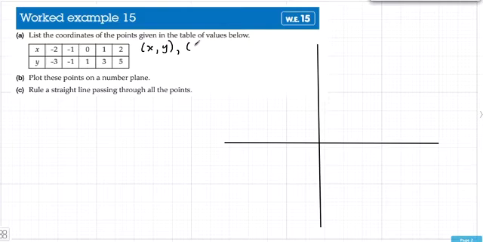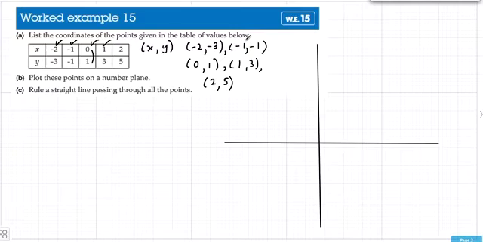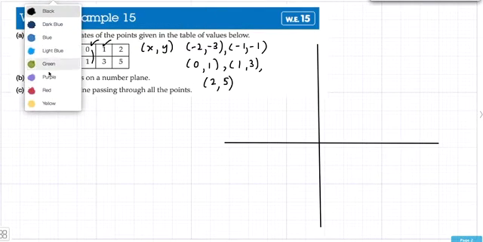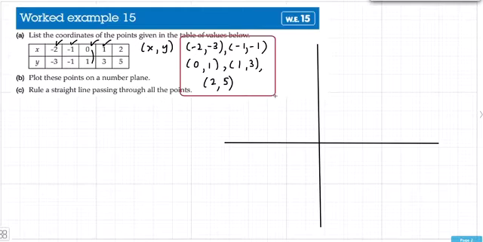So the first is -2, -3. So that's going to be one of my coordinates. The next one, we've got -1, -1. So just separate these with a comma. The next one, 0 and then 1. So I'm basically just reading down. These are like a little pair. Then I've got 1 and 3 and I've got 2 and 5. So these are all my coordinates here. I'm going to put a red box around them because they are important. They're the things we're going to actually sketch on our diagram.